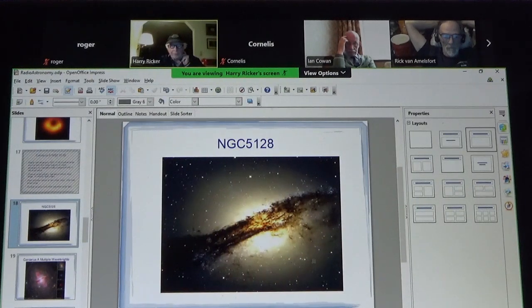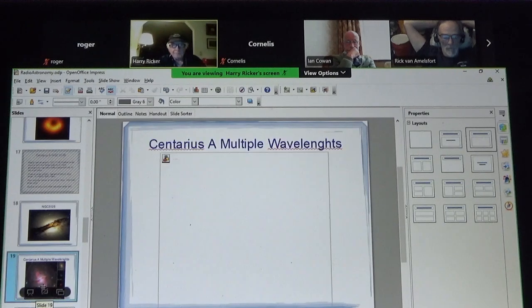It looks like an elliptical galaxy, which is spherical, ellipsoid in shape, and then it's got this dust band across it. This makes it kind of unique, so it's classified as a peculiar elliptical galaxy.